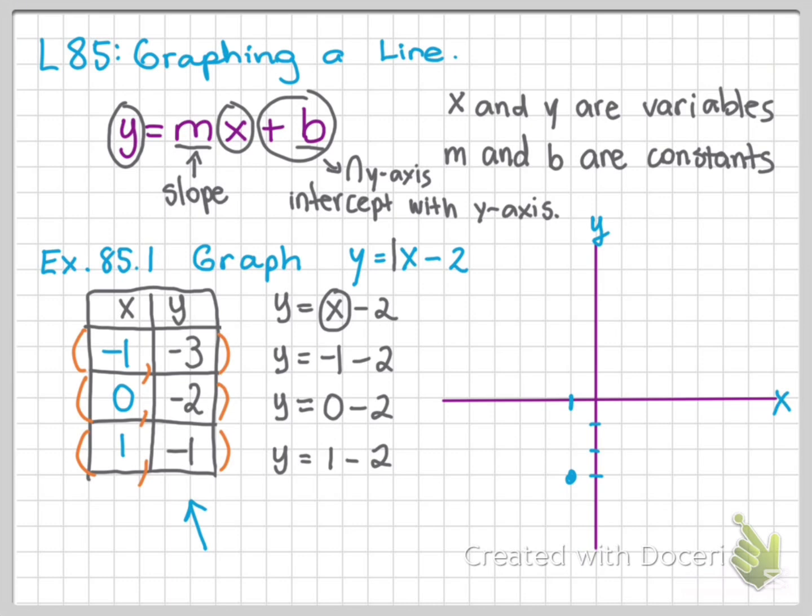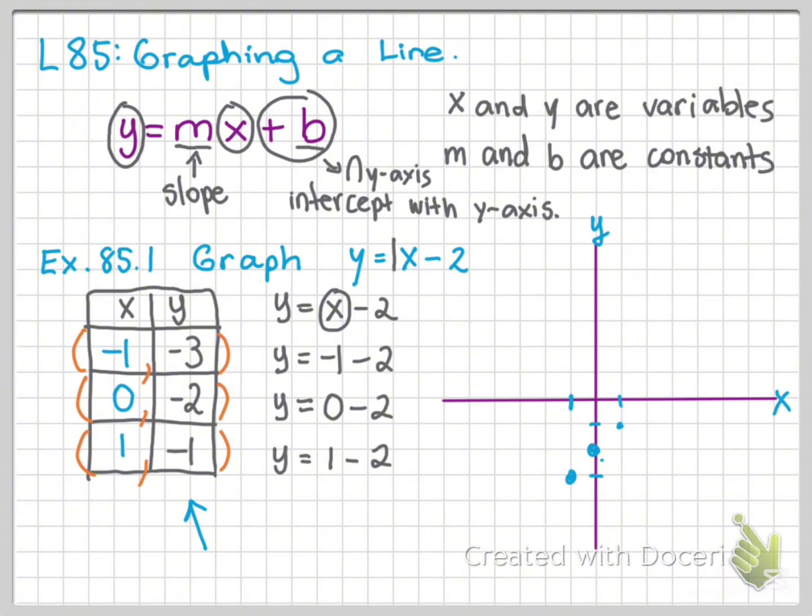Then we're going to do 0, negative 2. So we don't move left or right, we just go down 2. And that's going to be our second point. And the last one is 1, negative 1. So I move 1 to the right and 1 down. So that would be the third point.